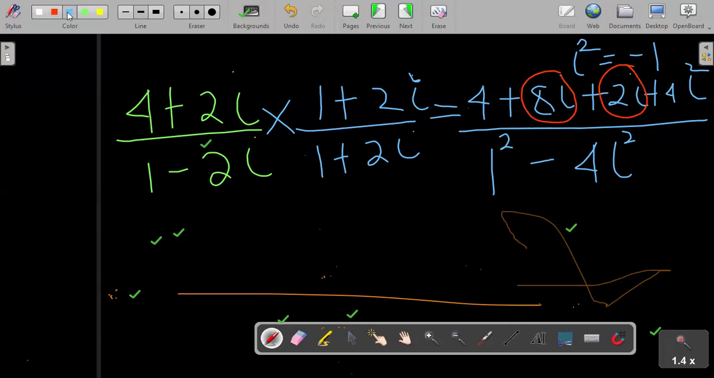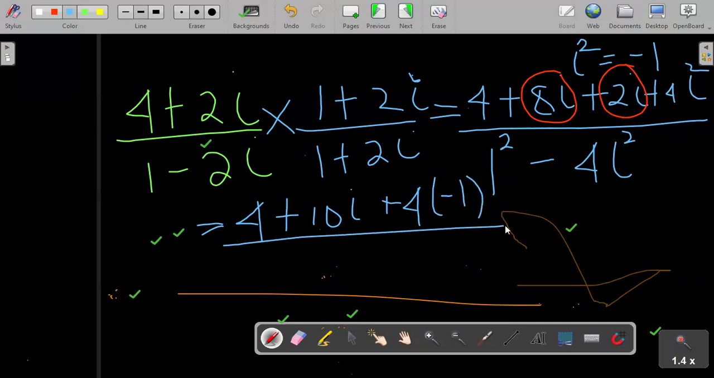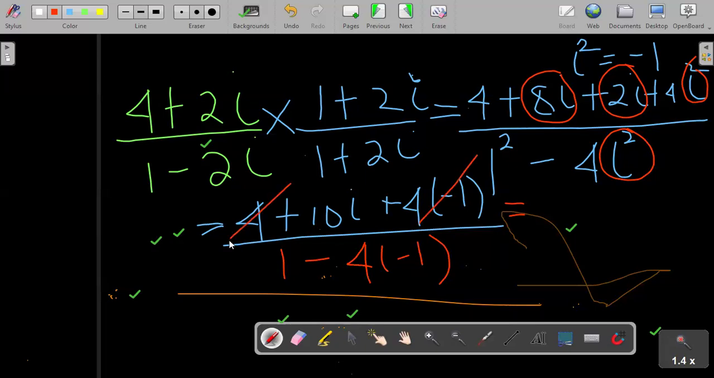So that will give us 4 plus 10i plus 4 bracket minus 1. In place of this i squared, I'm putting minus 1. Then the same thing I will do here, I'll put minus 1 in place of this i squared. 1 squared is 1 minus 4 bracket minus 1. What would that give to us? 4 times minus 1 is minus 4. So minus 4 and 4 will just give us 0. So I'm left with 10i over 5.